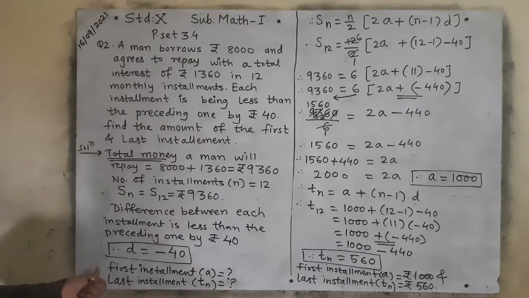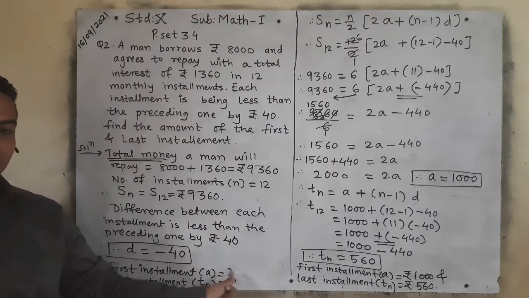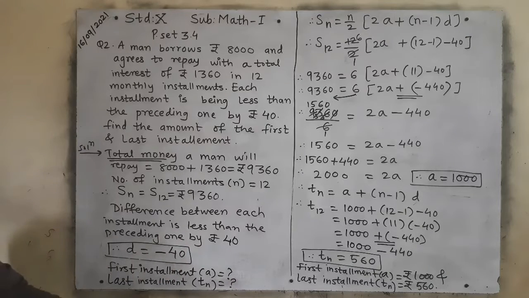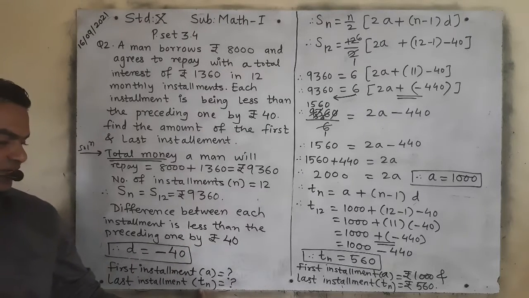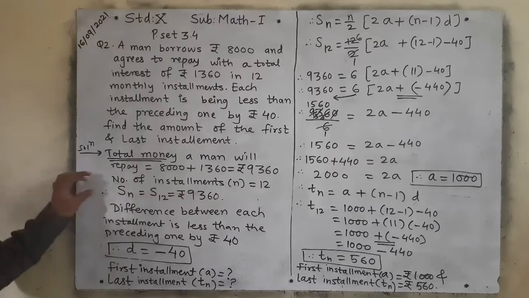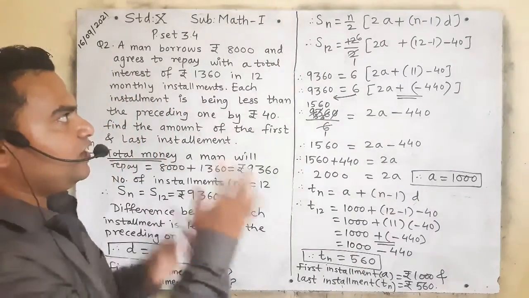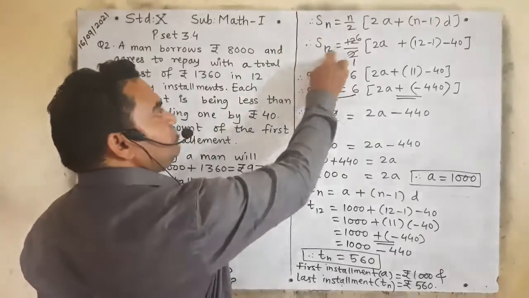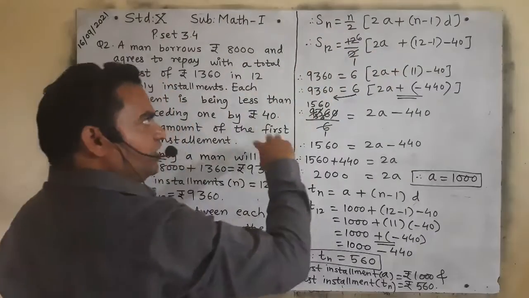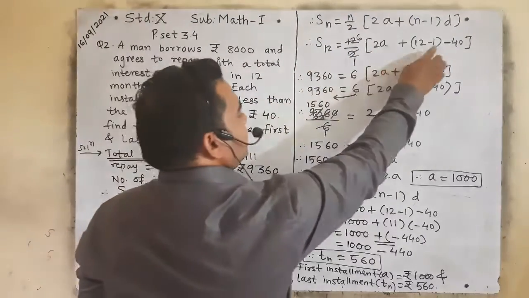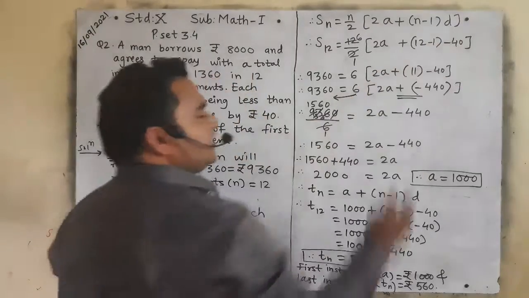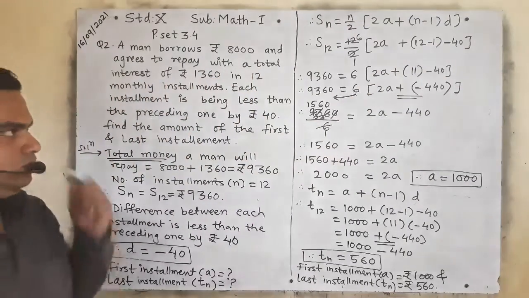Sorry. So what do we have to find? We have to find the first installment, that is A is equal to question mark, and the last installment, that is TN, the last term, we have to find. So SN is given, therefore we will utilize the first SN formula. We will keep the values. SN, n value 12, A value we have to find. So as it is, n is 12, minus 1, D difference is minus 40. Okay.